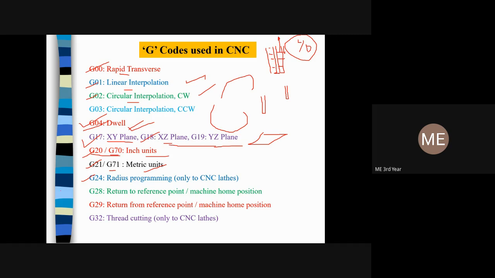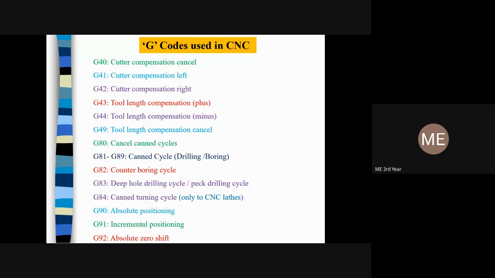Return to the reference point: G28 is sometimes used, and G29 is return from the reference point. G32 is the thread cutting cycle. This is also applicable only for the threading operation.